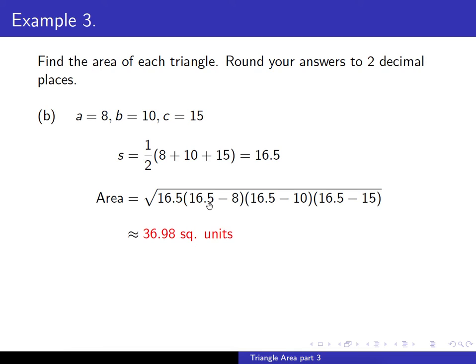So that's probably one of the quicker ways to find the area of triangles if you don't have side-angle-side given to you already. And that about does it for triangle area.